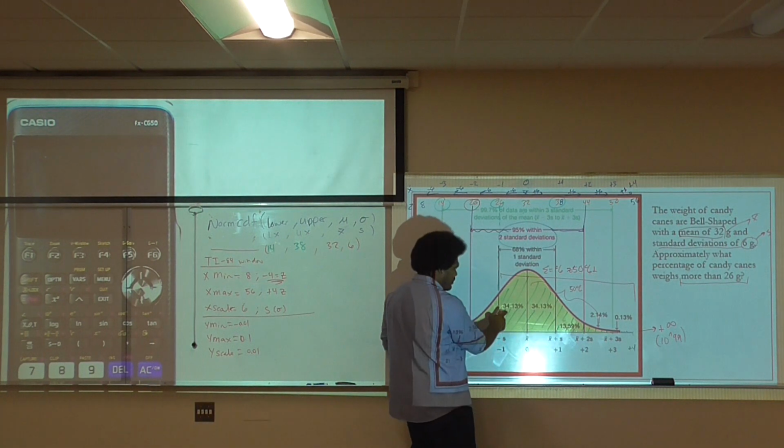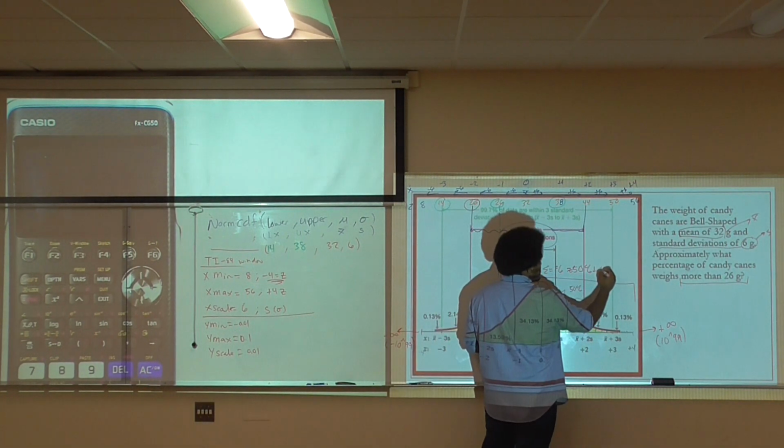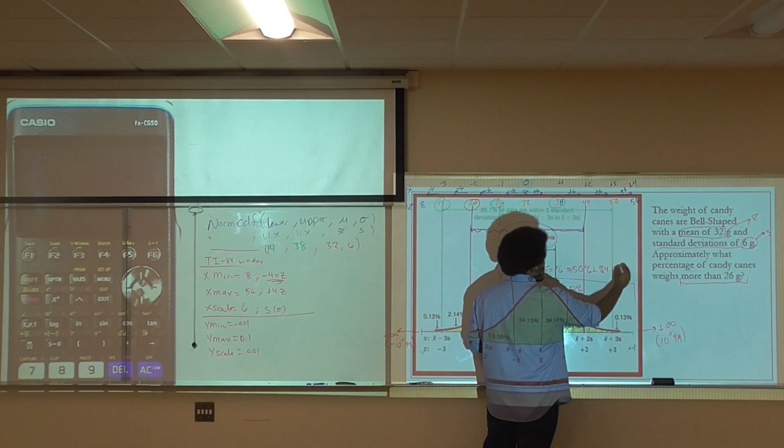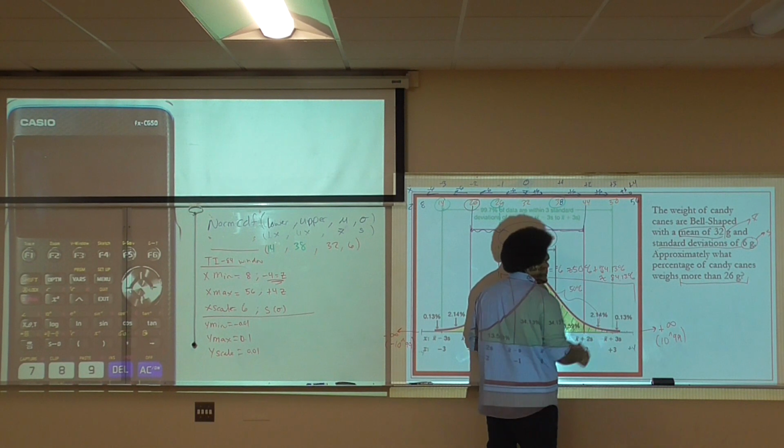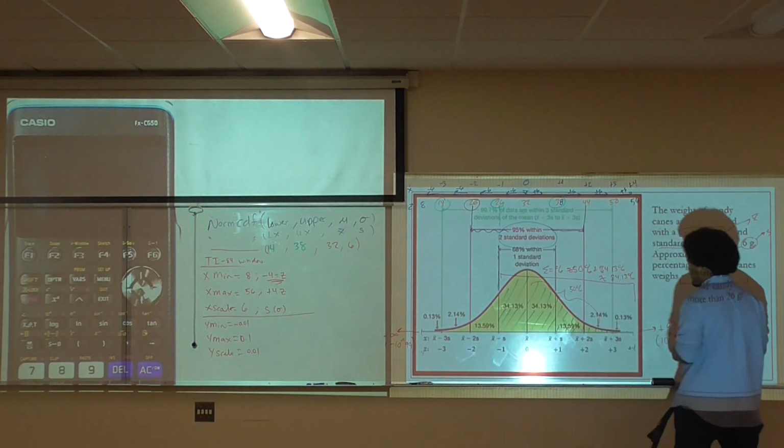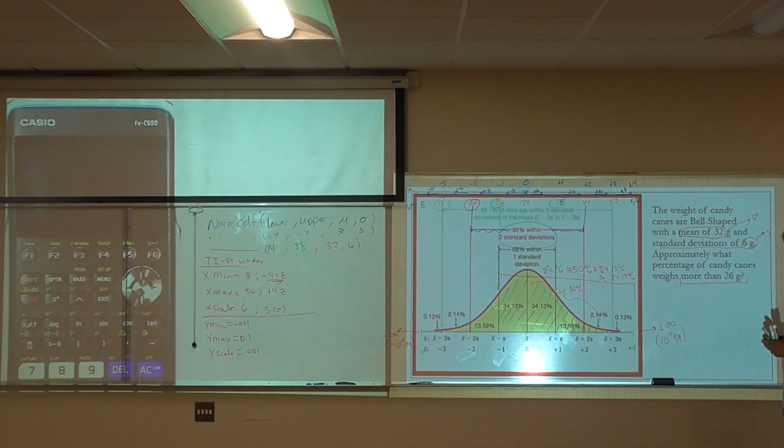plus the 34.13. So when I'm doing this one here, we're getting an approximation that is going to be pretty much 84.13 using the table, using this information. So we end with that pretty quick. Over here, if you're using the table, this is going to be 84.13%.